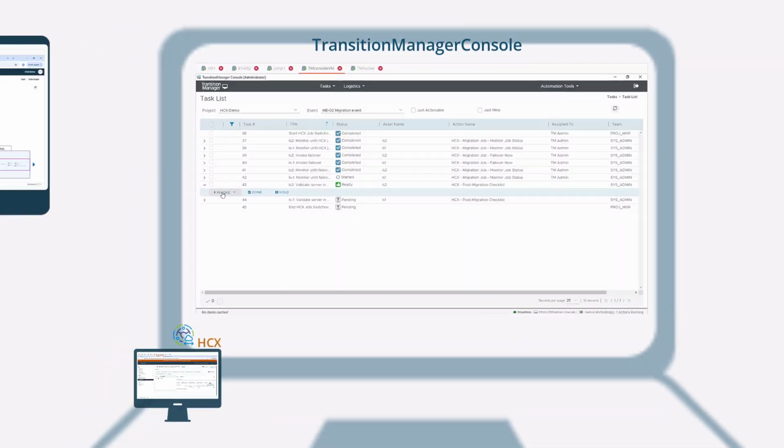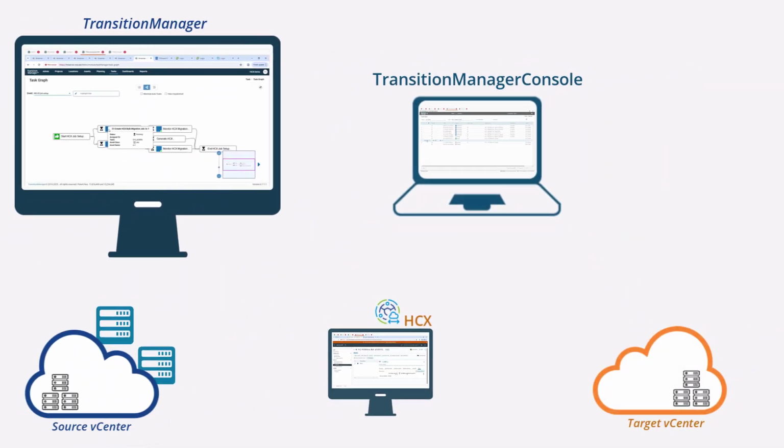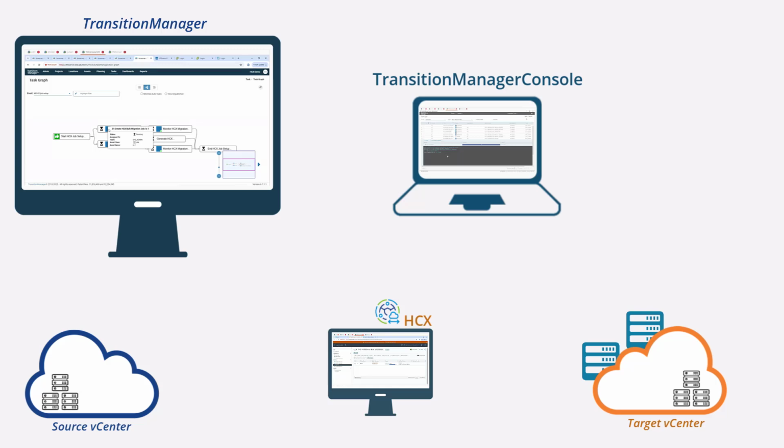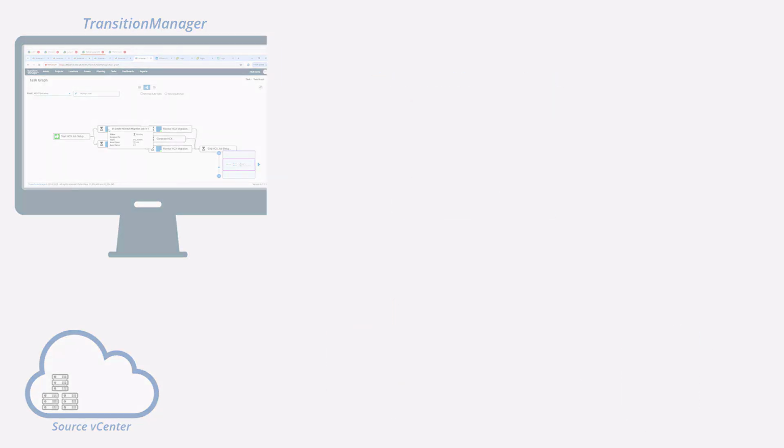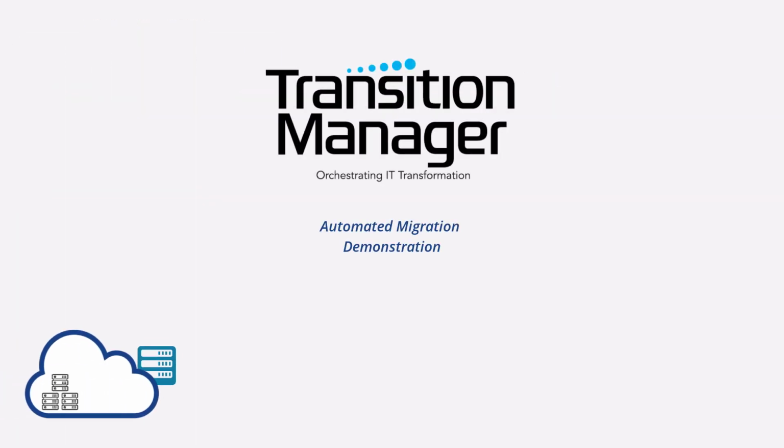You've just seen how Transition Manager and TransitionManagerConsole can turn full end-to-end migration activities into an automated, streamlined workflow. The demonstrated workflows represent a small piece of what could be a much larger, more complex workflow. Simply increase the scope of an event within Transition Manager and tweak the recipe that generates tasks to introduce additional tasks sequenced before, after, or at the same time as the HCX migration. Keep Transition Manager's flexibility and capability in mind when planning your next IT migrations.